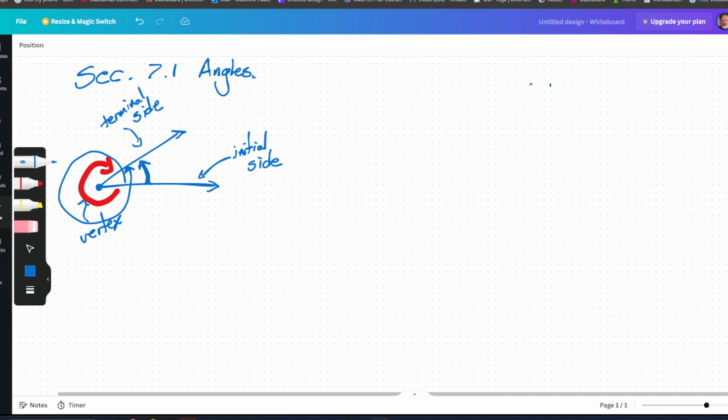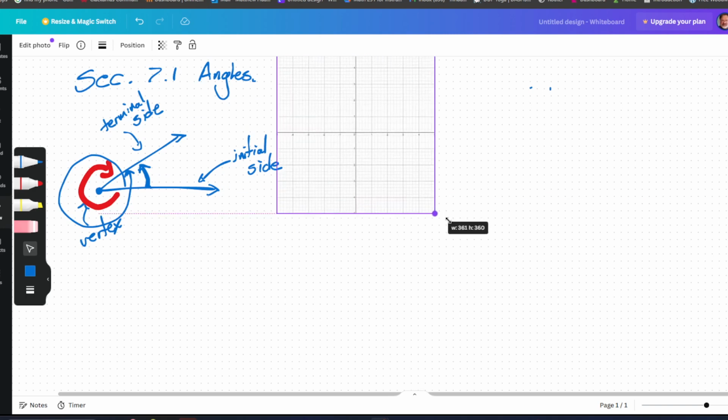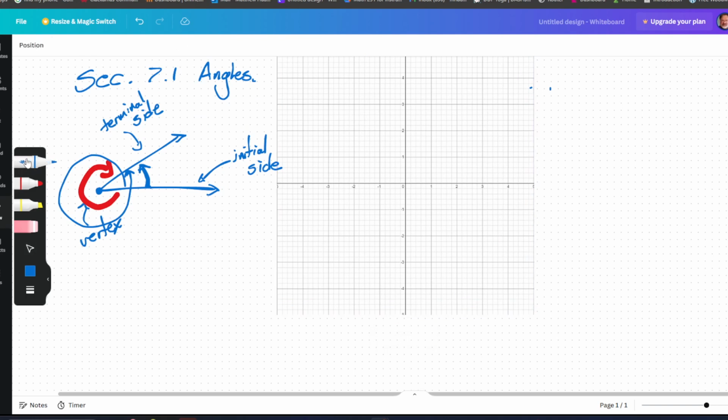is we're going to have a tendency to put our angles in what we're going to call standard position. And to put an angle in standard position, we're going to use a Cartesian coordinate system, our good old XY plane. And we're going to place our initial side along the positive x-axis. That's the fundamental nature of an angle in standard form.